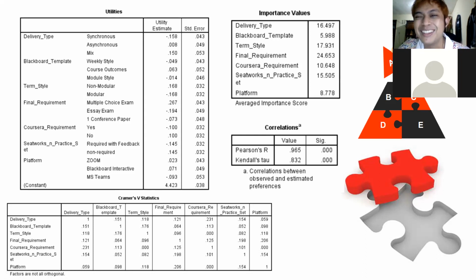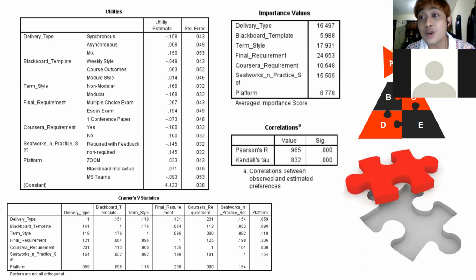I don't know why. I was so shocked that the final requirement is the most important. I thought it would be the delivery type. That was my hypothesis, but when I saw this, I was even more shocked. Students care about the final exam. Again, this is the preference. You ask the preference of the students. This is not asking about the performance or the result of the term. I'm just asking what makes you happy, what combination you like.